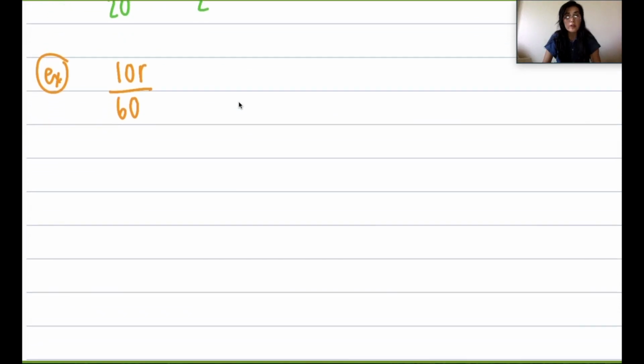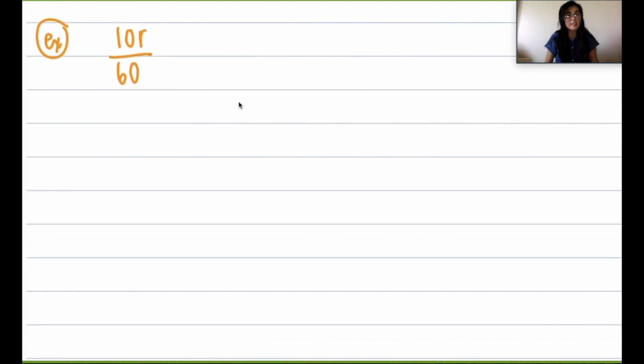All right, so the first example that we're going to take a look at is actually something that we've been looking at. I've commented on some of your homework assignments. Even though there is an r here, think of this as that fraction. That 10 over 60 can be simplified down to 1 over 6, and then that r would remain on top. You could also write that as r over 6.